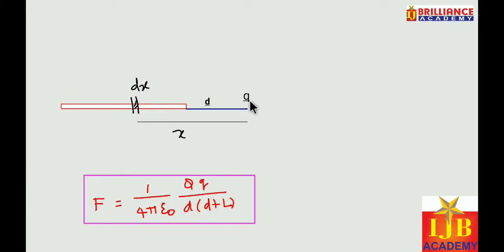This rod, this uniform insulated rod with this small charge q, experiences a force F equal to 1 by 4 pi epsilon naught Q q by d into d plus L. So this is the answer. Students, this answer will be there in one of the four options, so you can easily click this answer. Thank you.